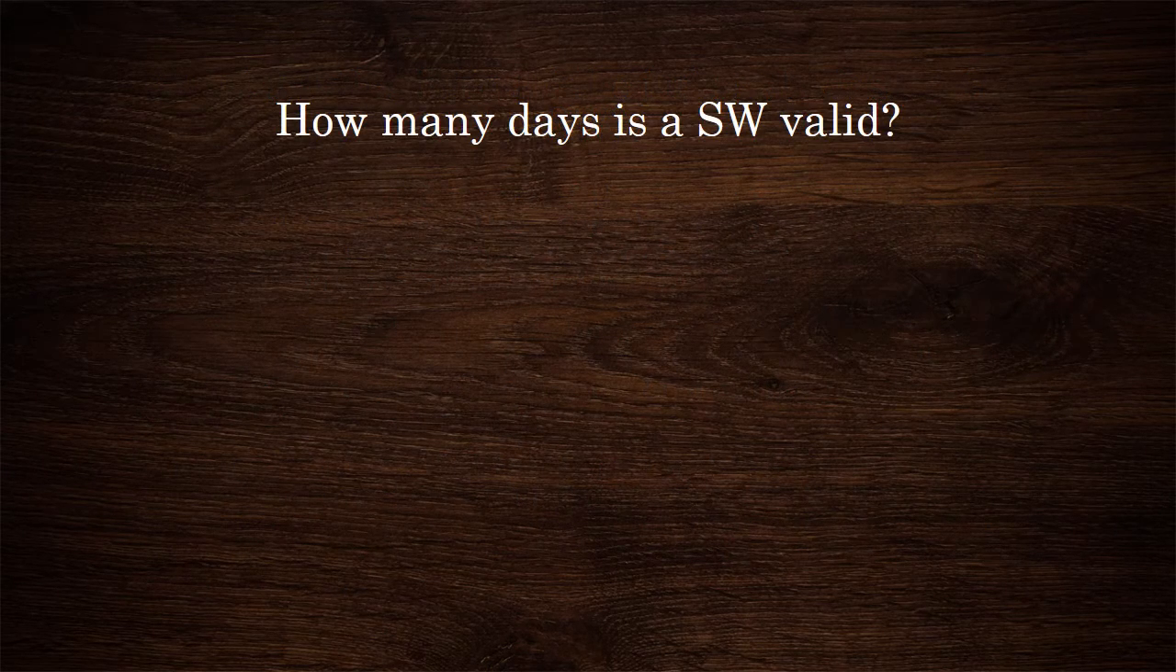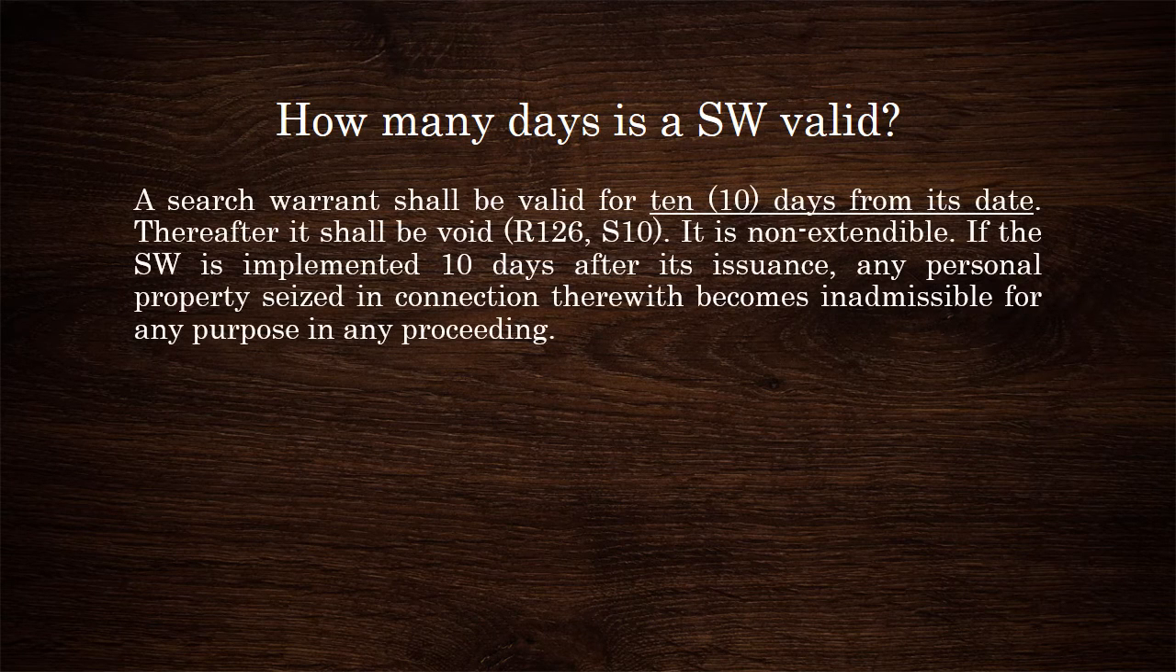How many days is a search warrant valid? A search warrant shall be valid for 10 days from its date, meaning the date stated in the search warrant. Take note, 10 days from its date, not 10 days from receipt by the officer to whom the warrant is issued. And after 10 days, it shall be void. It is non-extendable. If the search warrant is implemented, let's say 11 days after its issuance, any personal property seized in connection therewith becomes inadmissible for any purpose in any proceeding.